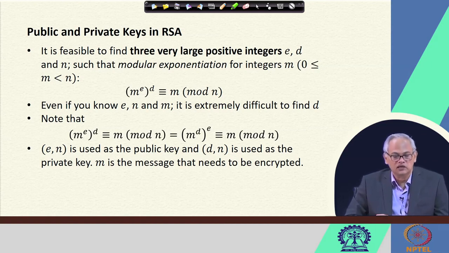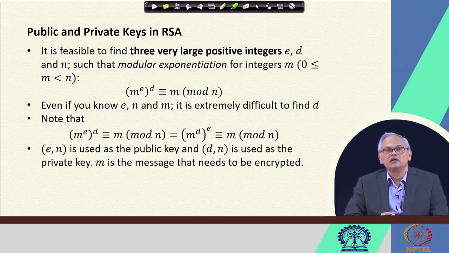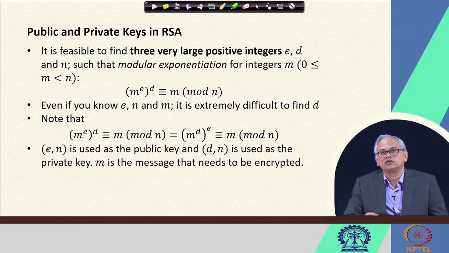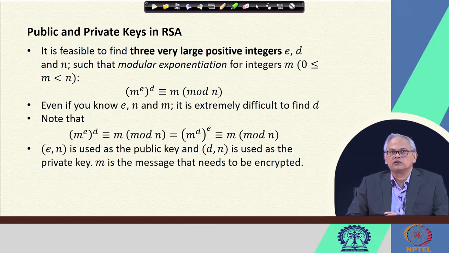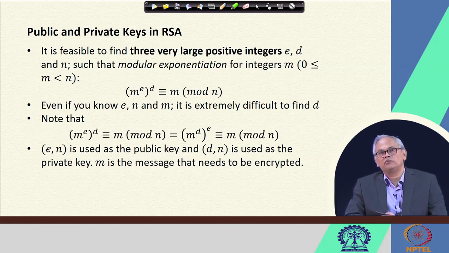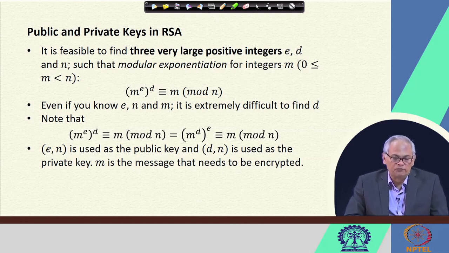It is feasible to find 3 very large positive integers, one is E, the other we denote as D, and N, and it needs some modular exponentiation operations for integers m, where 0 < m < n, such that m raised to the power E raised to the power D is congruent to m modulo n. That means that m raised to the power E raised to the power D, if we divide by n, then we end up with the remainder m.